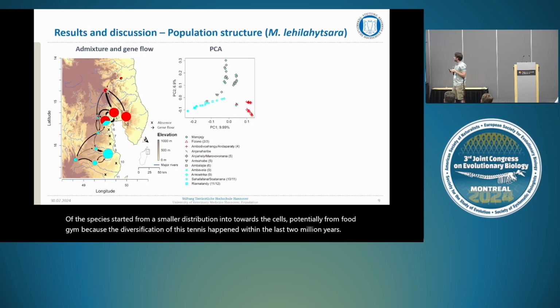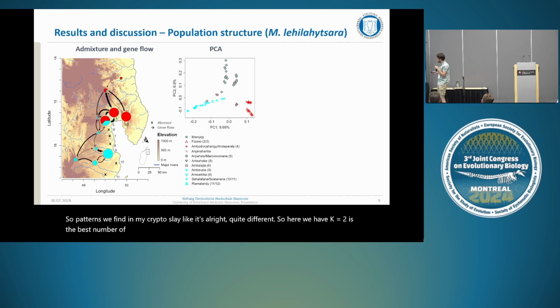So the patterns we find in Microcebus lehilahytsara are quite different. Here we have K equals 2 as the best number of clusters. We have this gradient of admixture when we go towards the north.